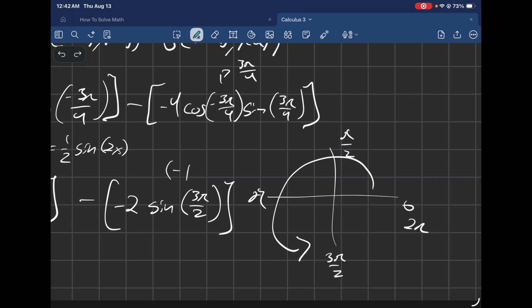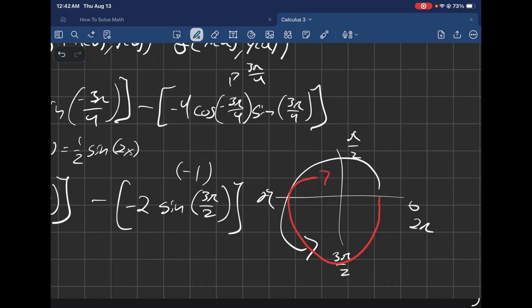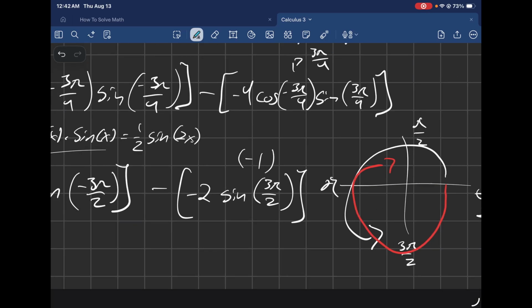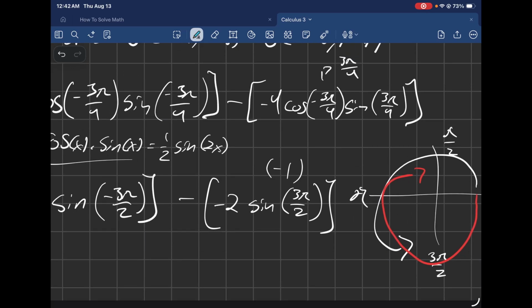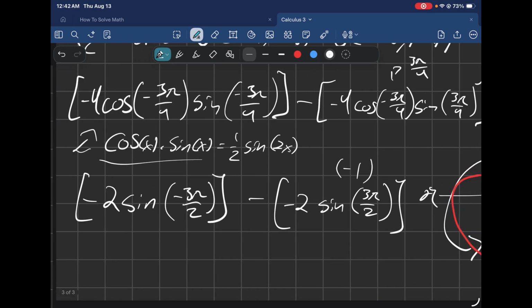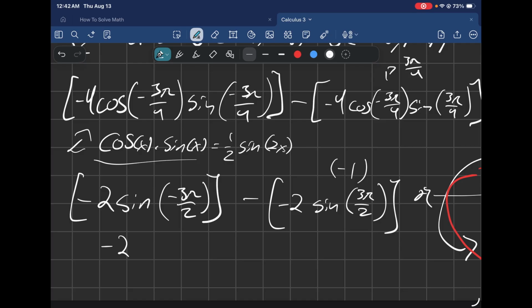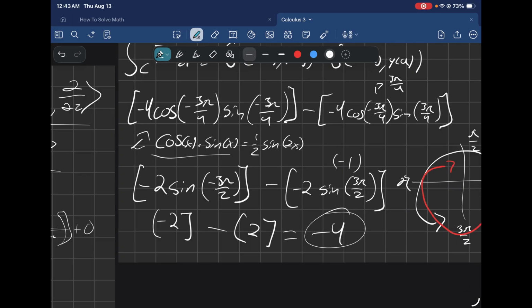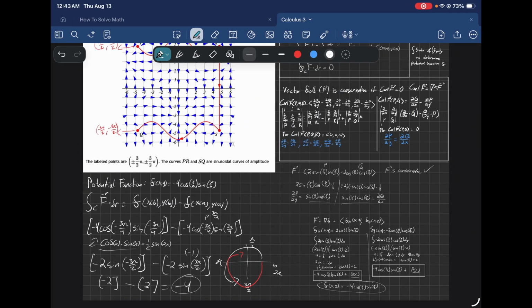While if we were to go the other way, and let me use a different color for this, it would give us the value of pi over 2, which is just positive 1. So this right here is going to be negative 2 times 1, which is just negative 2. And then we will subtract negative 2 times negative 1, which is just positive 2 from that, which will give us the final answer of negative 4. And this is how you solve this line integral.